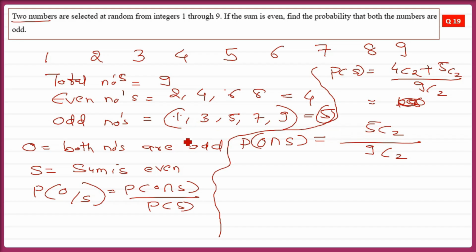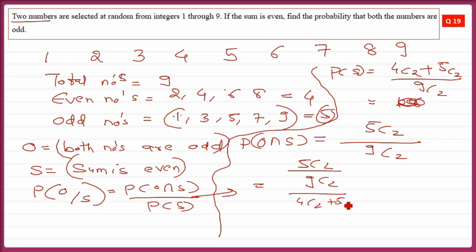And we know when we pick 2 numbers from odd, they will always add up to an even number. 1 plus 5 is 6. 9 plus 1 is 10. You pick any of these. So O and S, both the conditions, to make them hold true, it is only 2 taken from the odd. So now this has come. Now using the formula, divide this. So 5C2 by 9C2 divided by 4C2 plus 5C2 divided by 9C2. 9C2 gets cancelled. You have 5C2 divided by 4C2 plus 5C2.